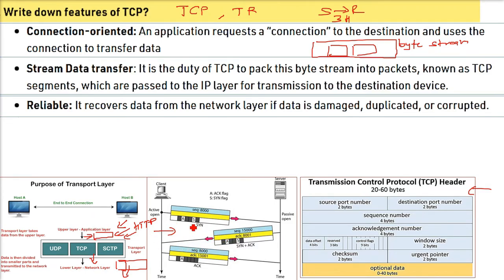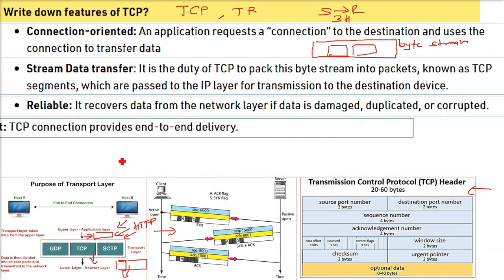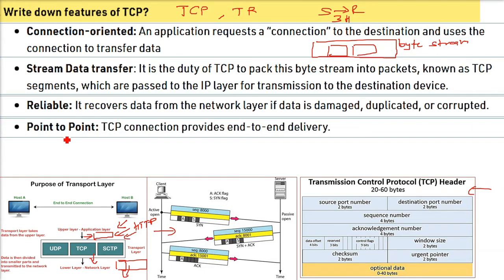If some error is there, retransmission. It recovers data from the network layer if the data is damaged, duplicated or corrupted. Point to point, end to end, process to process. TCP connection provides end-to-end delivery, that is from one point to another.